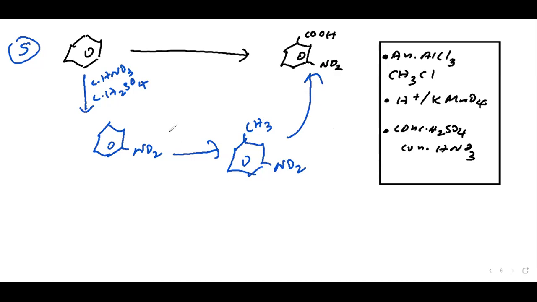The same thing. What? Anhydrous AlCl3 and CH3Cl. How to convert CH3 group to COOH group? What is added? Oxidizing agent, no? Oxidizing agent, that is acidified KMnO4. Acidified KMnO4 will oxidize CH3 group to COOH group.